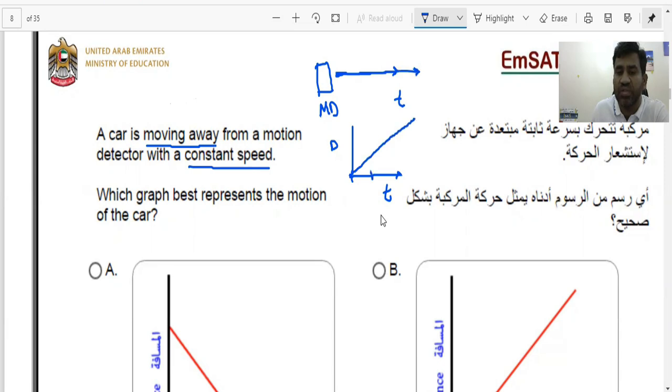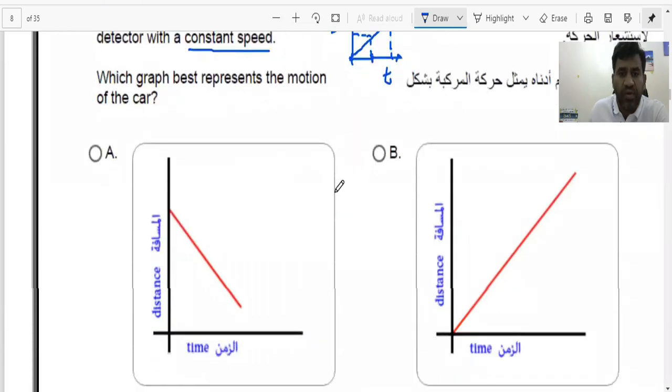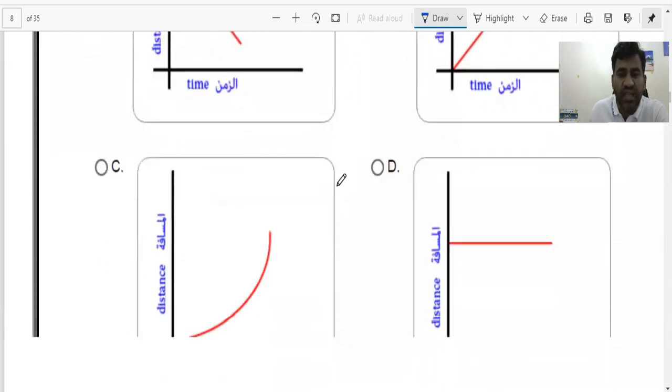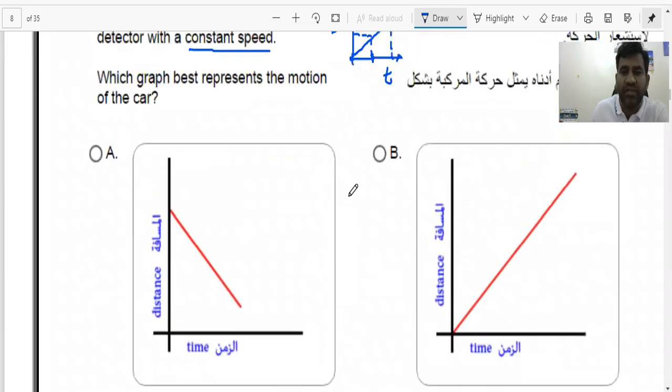Let's say at time equal to 1 second, it may cover a distance of 1 meter. At time equal to 2 seconds, it may cover a distance of 2 meters, and so on. Basically, it is a linear motion, right? So whichever graph shows it this way is your answer. Out of A, B, C and D, B shows the distance-time relation this way. So B is the right answer here.